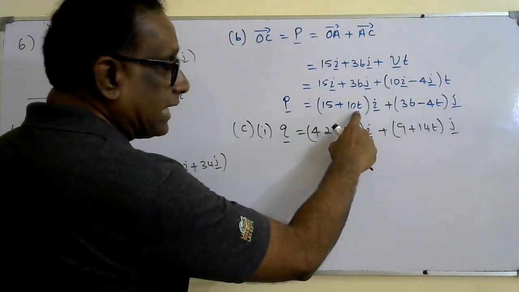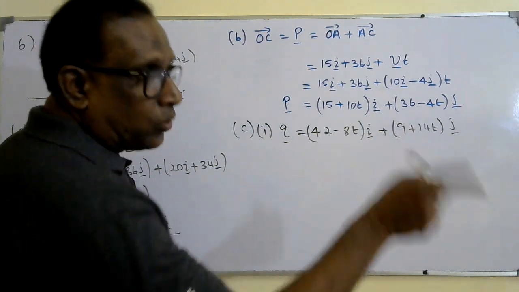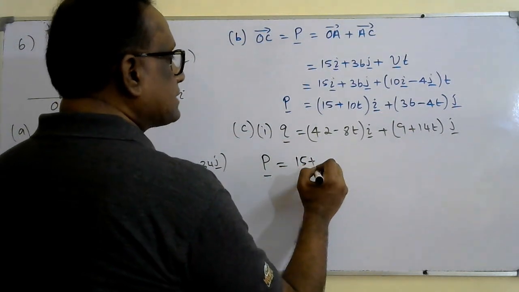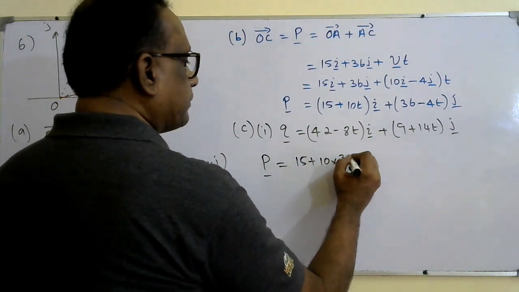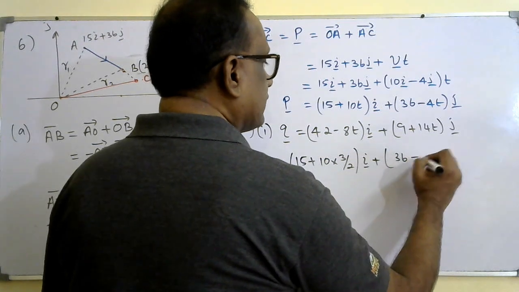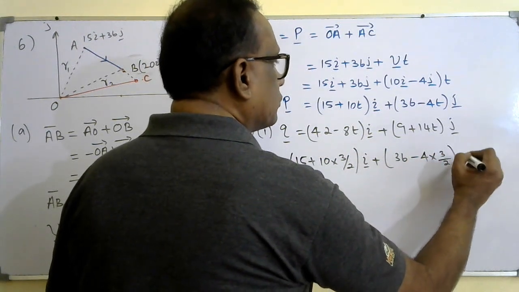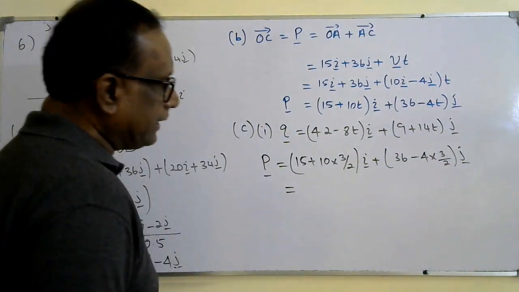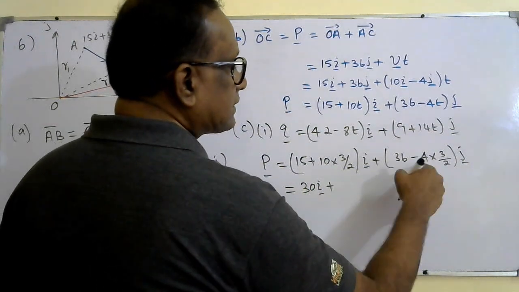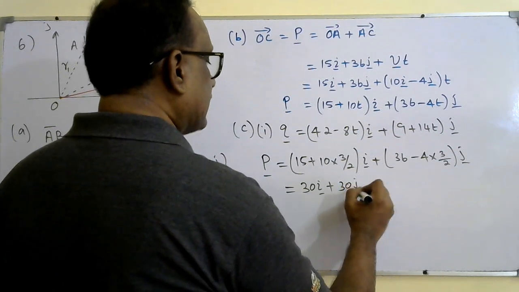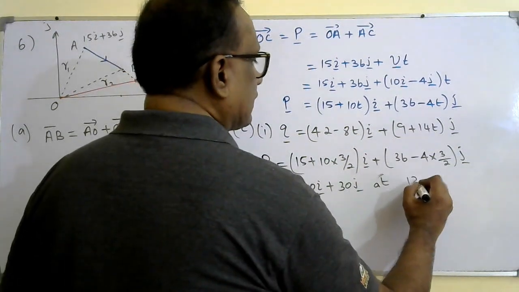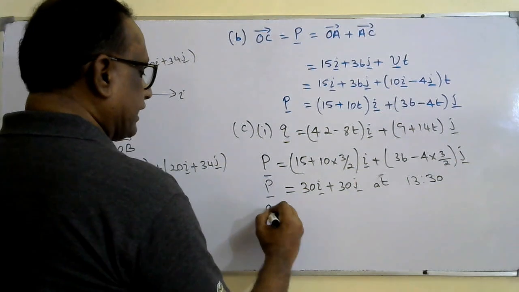T starts from 12 o'clock, so 1:30 p.m. means 1.5 hours later. For P, we find 15 plus 10 into 3/2, I, plus 36 minus 4 into 3/2, J. So that will be 15 plus 15, 30I, plus 36 minus 6, 30J. That is the position vector of P at 13:30. Now for Q we will find it.